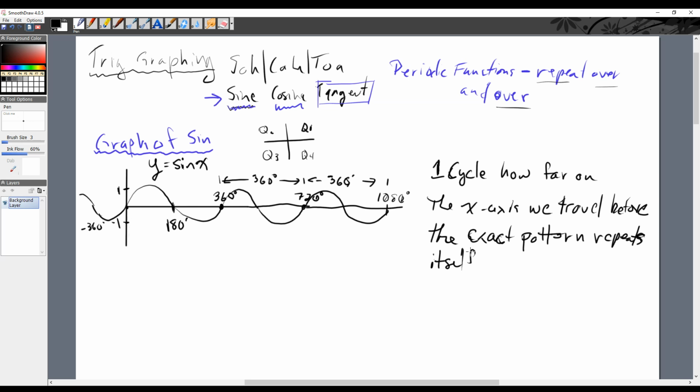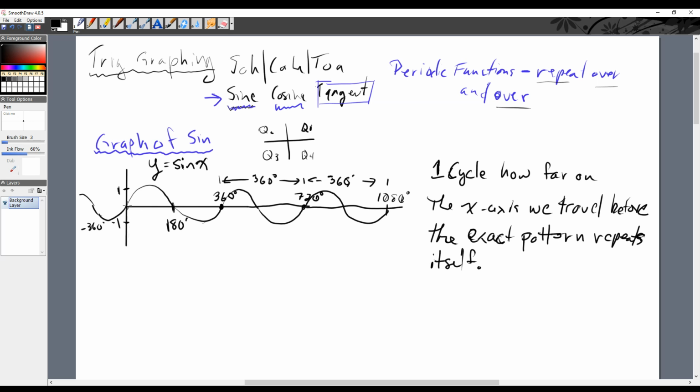Okay, so how far do we have to go before the pattern repeats itself? It doesn't mean it has to get back to the same position. It means how far do we go before it does the exact same behavior again. If we look at the sine graph, it doesn't really start at zero, but I'm going to say we start at zero just to get us thinking more readily. It is how far do we have to go before it repeats the same pattern.